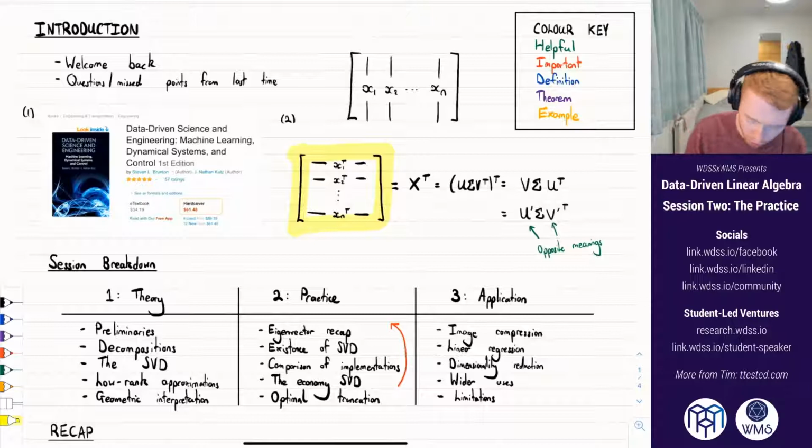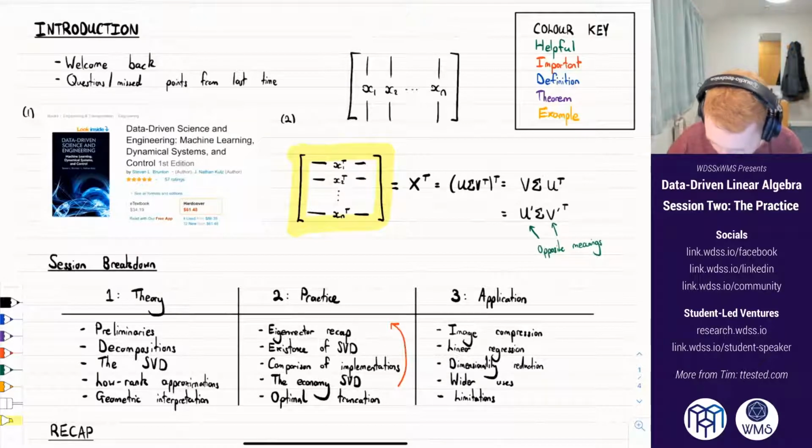Actually, we probably should call that sigma transpose. And then we're going to end up with a U transpose at the end. And so we could simply define these to be matrices U prime, sigma prime, and V prime. And that's our new singular value decomposition.